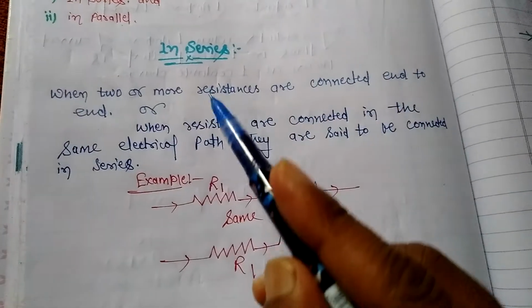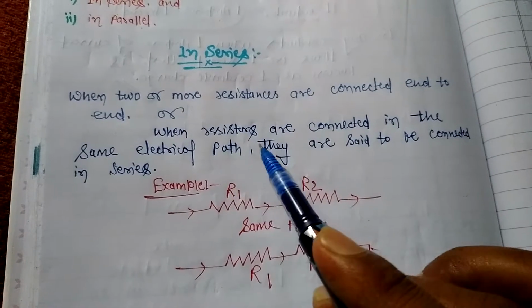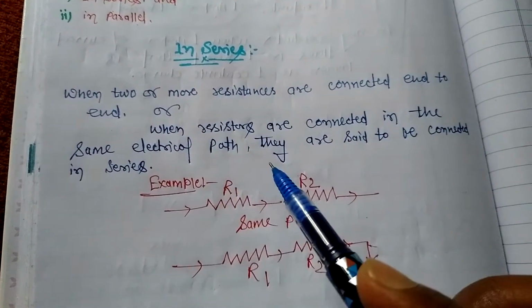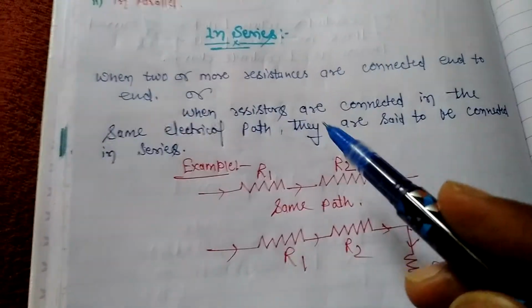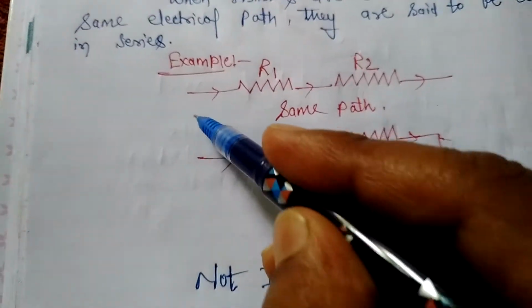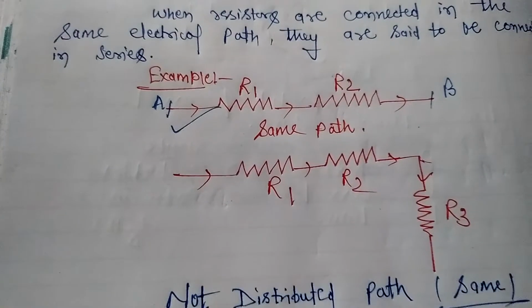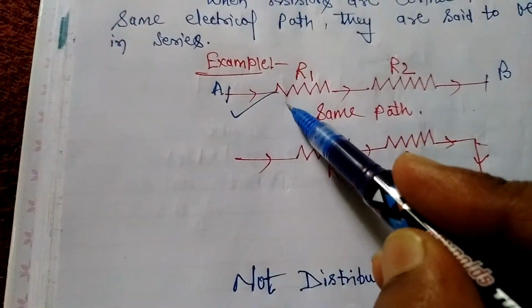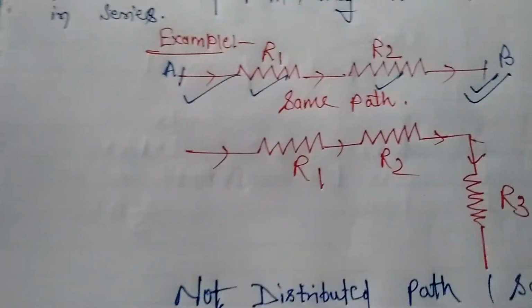Dear students, when two or more resistances are connected end to end, or you can easily understand, when resistors are connected in the same path of an electric circuit, then the resistors are in series. This is the first example of resistances. You can understand very easily. In this path, suppose there are two points A and B. According to our definition, when two or more resistances are connected in the same path, R1 and R2 are connected in the same path. That is why R1 and R2 are in series.